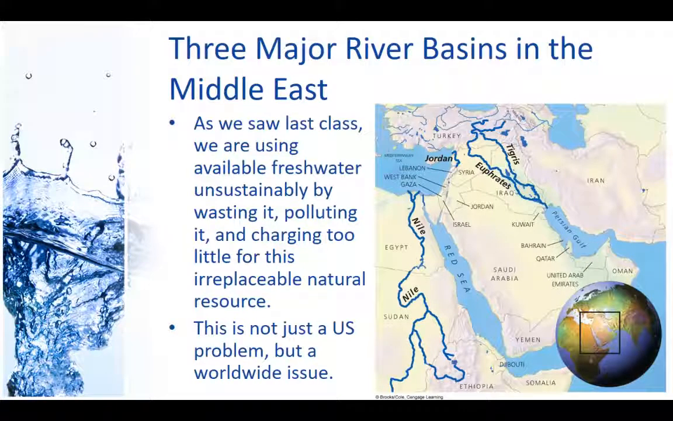There are three major river basins in the Middle East. And as we saw last class, we are using available fresh water unsustainably by wasting, polluting it, and charging too little for this irreplaceable natural resource. And this is not just in the United States, but this is a worldwide issue. And so we're starting to look at issues across the globe of water scarcity. So I wanted to go over a case study of the Middle East because this is one of the areas that's going to be most heavily impacted by water scarcity.